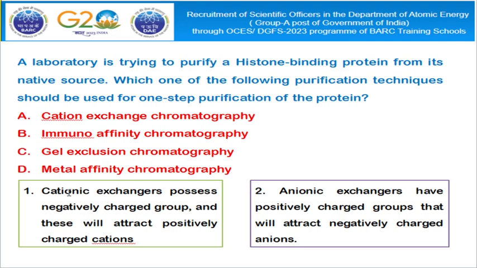Whereas the anionic exchanger will have a positively charged group. They will be attracting the negatively charged anion. Okay, the next question is from bioinformatics.